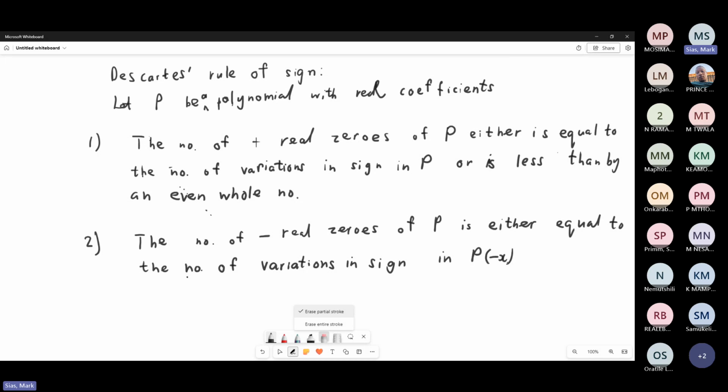So what we'll do is, guys, this will become clearer when we do an actual example. Okay. So let me just say, or is less than that by an even whole number, the sign for less than, by an even whole number. And we'll encounter a particular case.